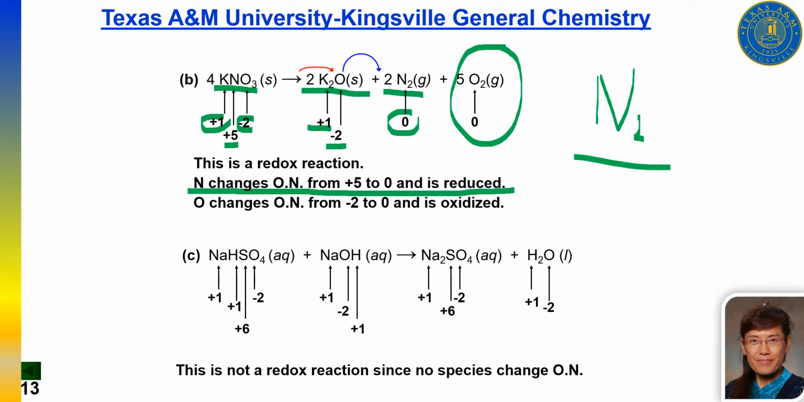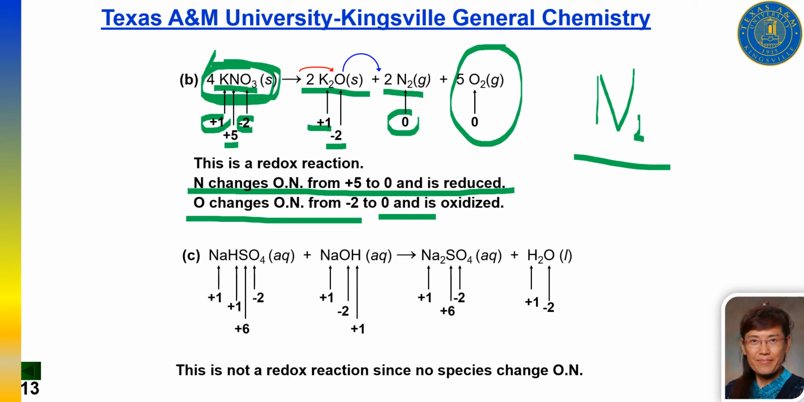Nitrogen changed from +5 to 0. You consider this potassium nitrate is reduced. Oxygen increased from -2 to 0. This potassium nitrate is also oxidized. This one is called a self-oxidizing reducing reaction.